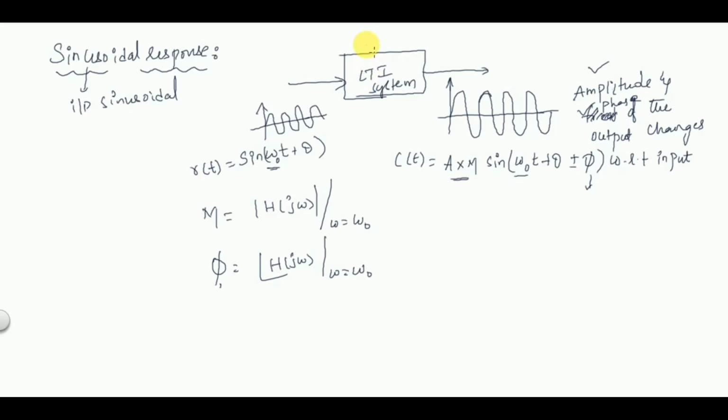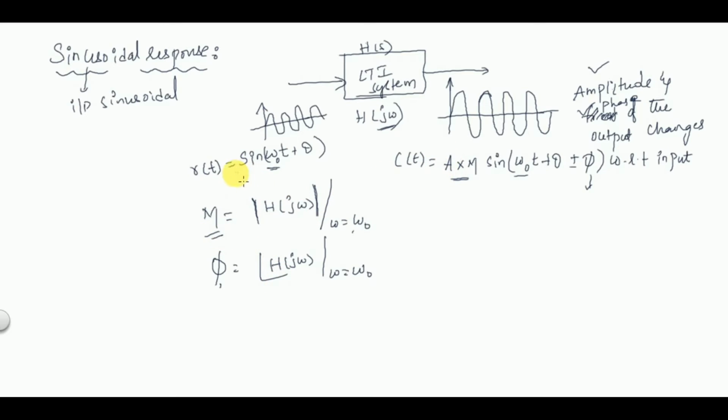Based on the system, if it is given in the Laplace domain, H of s, we obtain H of j omega just by substituting s equal to j omega, because it is a stable system. Then in H of j omega, substitute omega equal to omega naught and find its modulus value, then you will get M.